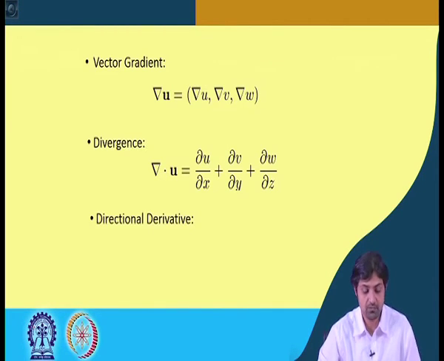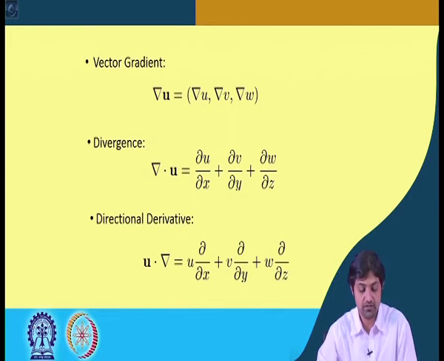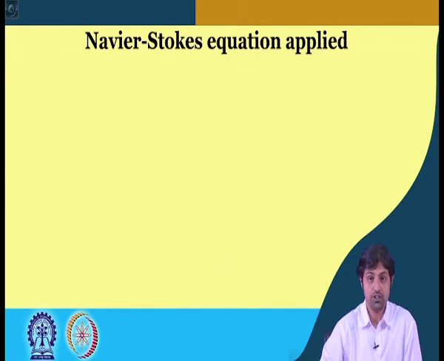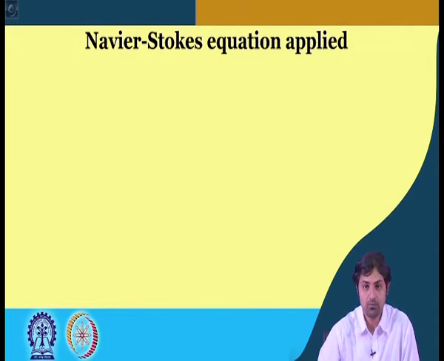These are all basic mathematical equations that you know from before. There is one directional derivative, that u dot del, it becomes u del/del x plus v del/del y and w del/del z. All right. So with this we are proceeding ahead for derivation of the laminar flow through pipes using the Navier-Stokes equation.